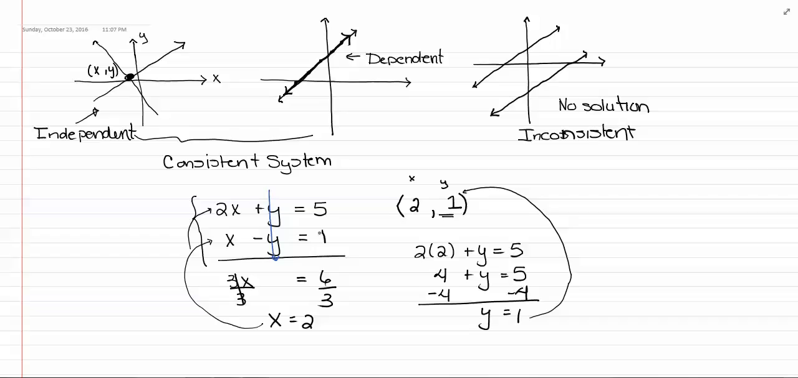by taking the point x equals 2, y equals 1, and plugging it in. So I'm going to get 4 plus 1 is 5. But this should also fit in the bottom equation. X is 2, y is 1, 2 minus 1 equals 1. So this is my solution, which means these two lines, if I were to draw them up, cross exactly at the point (2, 1).